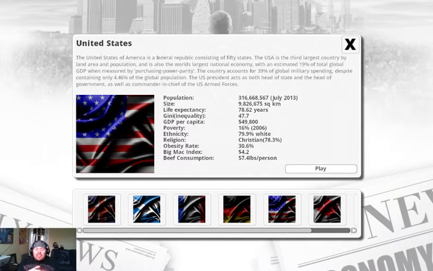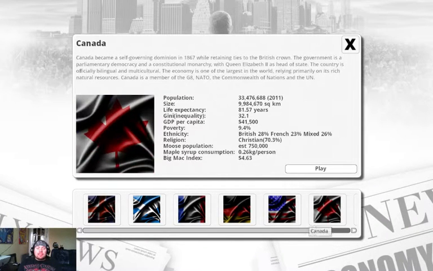Obesity rate, 30.6%. That is massive. And the Big Mac Index, $4. The beef consumption, 57.4 pounds per person.